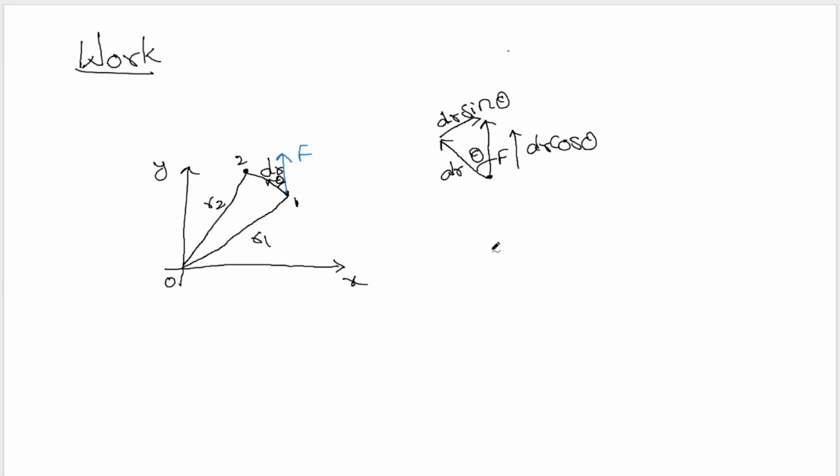Work is nothing but force into distance. And here, the force which helps to move this particle from position 1 to 2 is F. So force F, and the displacement of this particle by the x-axis component, that is dr cos theta. Now we can say that work equals force into the distance traveled by the object.